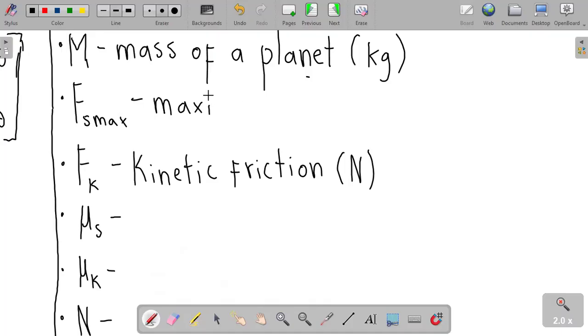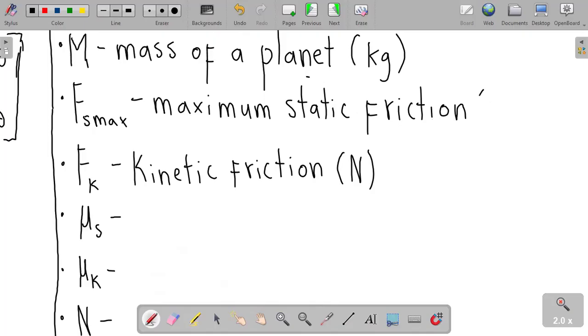Fs max is the maximum static friction, or you can say frictional force. This is kinetic friction and maximum static friction. So you can say maximum static frictional force, and you can say kinetic frictional force.